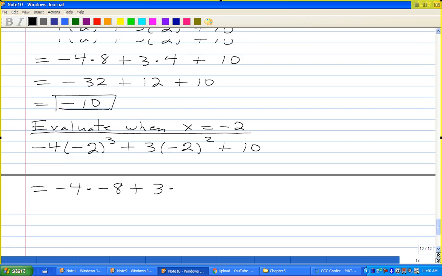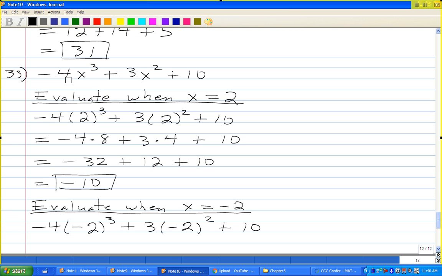So the degree of this polynomial is 3. The degree of this term is 3 because if it's only one variable, then the degree of a term is just the exponent of the variable. So the degree of this term is 3. The degree of this term is 2 because that's the exponent. The degree of this term is 0. The degree of the polynomial is the highest of those, 3, 2, and 0. And so the degree of the polynomial is the highest degree of all of the terms in the polynomial.